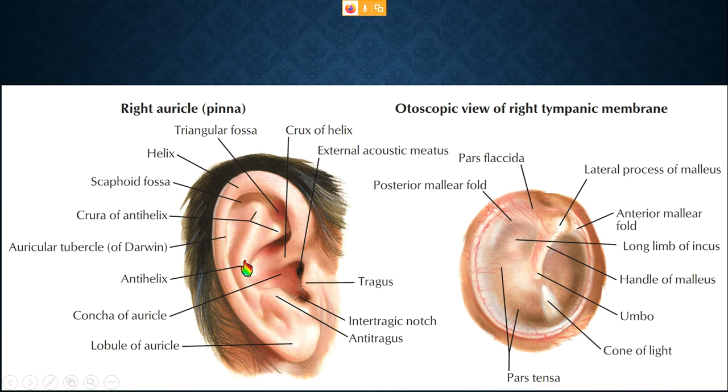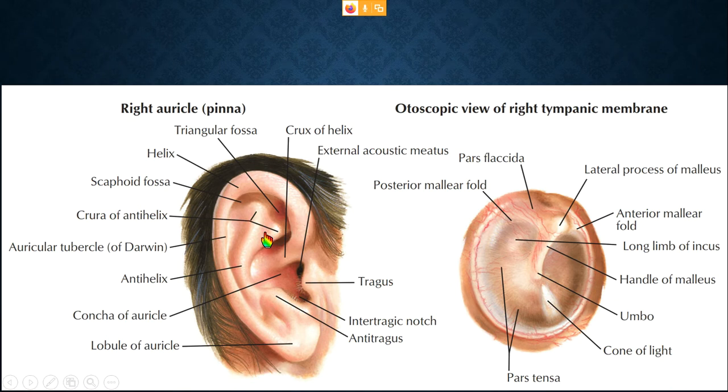Then this antihelix divides into two crura. Here you can identify the antihelix diverging into two crura. Here we have seen the crus, and here we are identifying crura. So the helix is extending as the crus, and the antihelix is diverging into the crura of the antihelix.